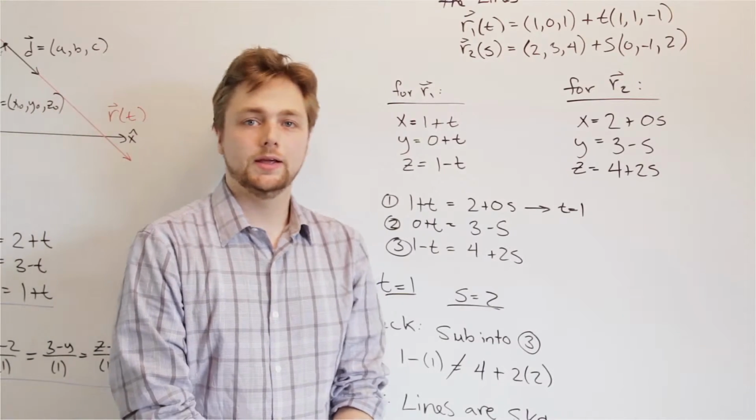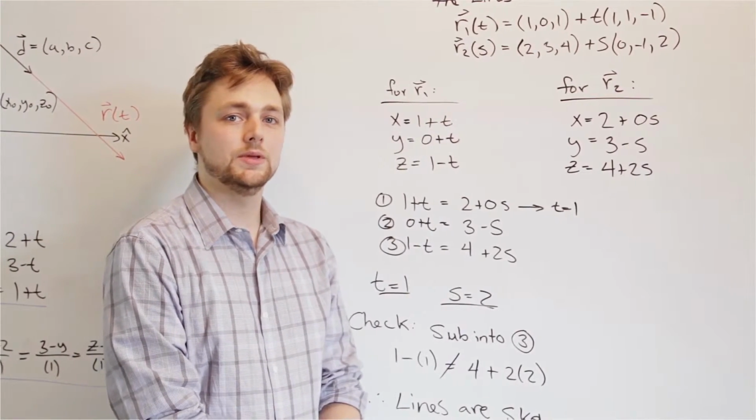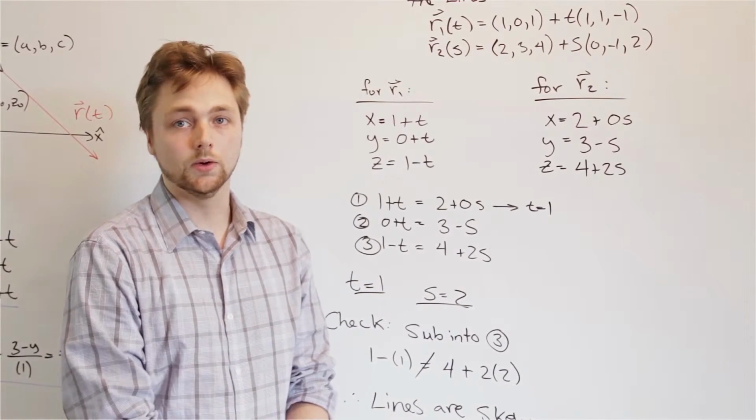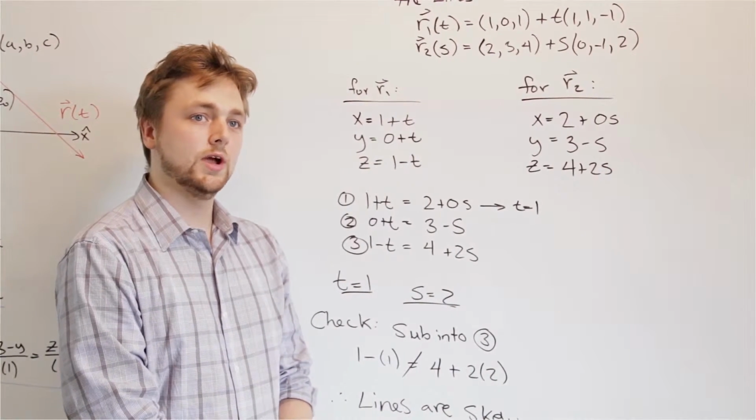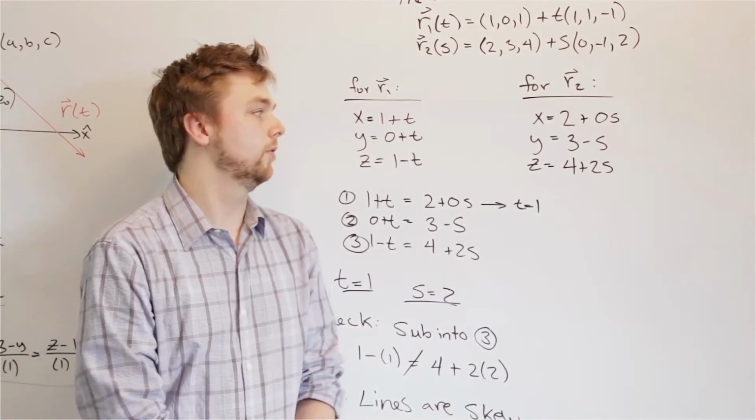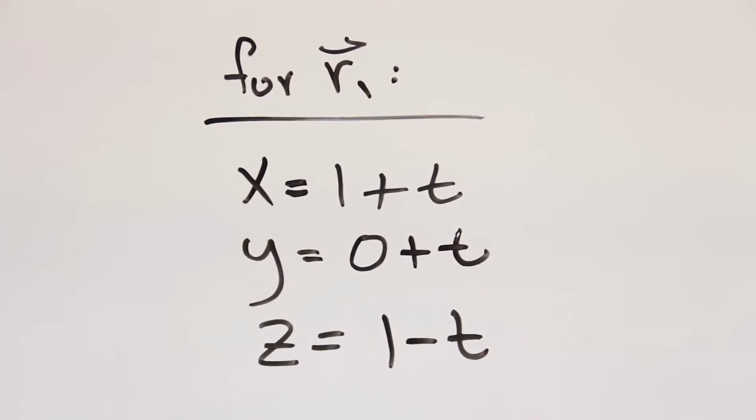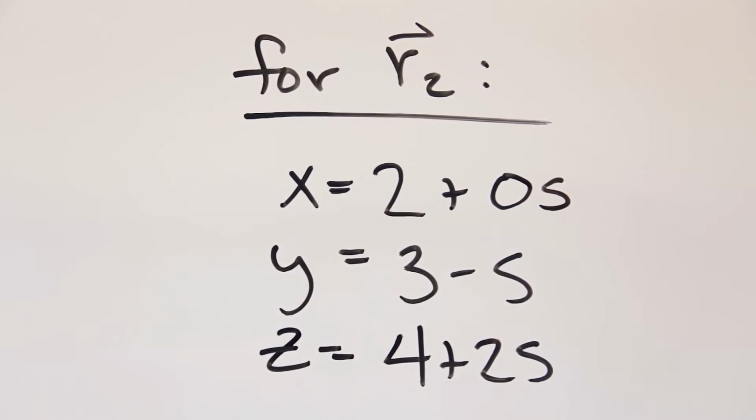So the first thing we want to recognize is if 2 lines are intersecting, then it means that their x, y, and z components need to be equal. Following this logic, let's write each of these equations in their parametric form, yielding the first 3 equations for r1 and the second set of 3 for r2.